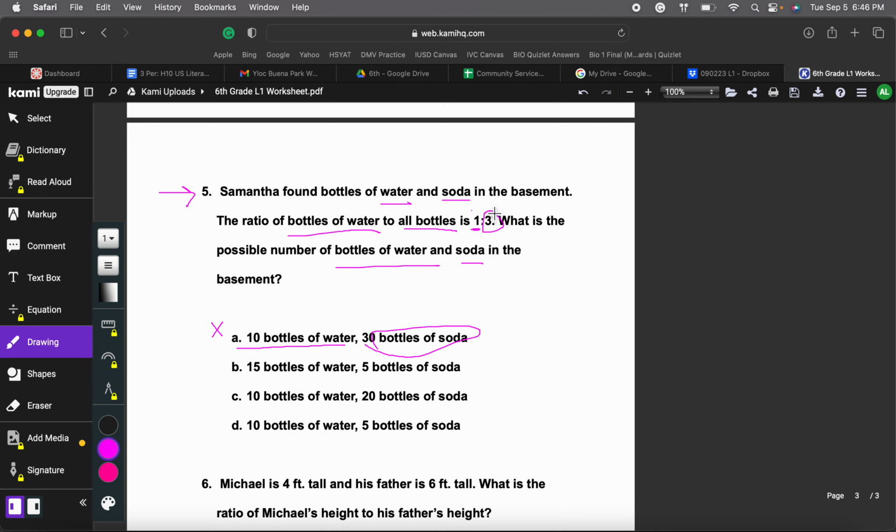would be correct. Because here we know that this is a 3, so that means if we multiply 1 by 10, we get 10. And if we multiply 3 by 10, we also get 30. So that way we know that there are 30 total bottles. And they're asking us bottles of water to soda. So bottles of water we know is 1. And we know that if there's 30, then we subtract 10 from 30, and we get 20 bottles of soda for just the soda, not the total. So in that case, C would be the right answer.